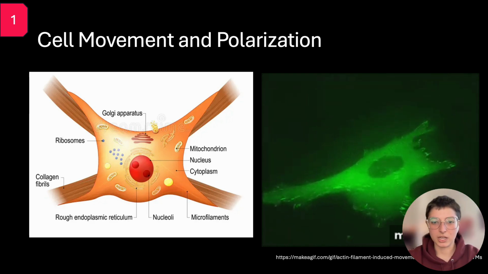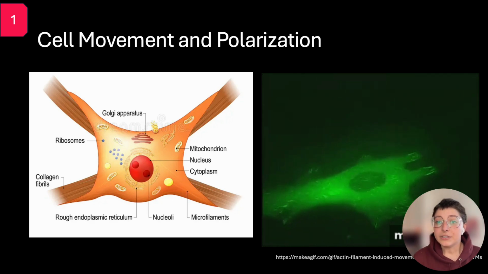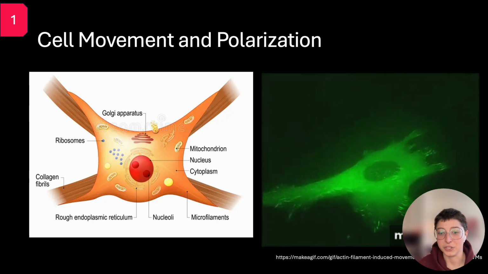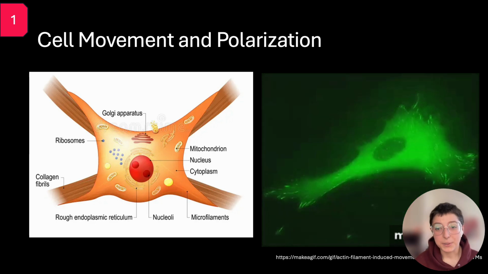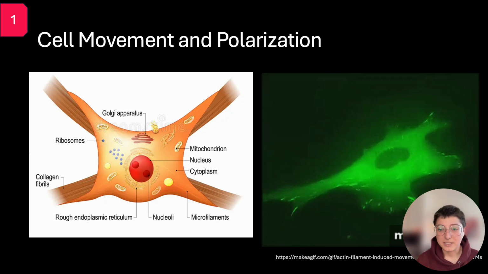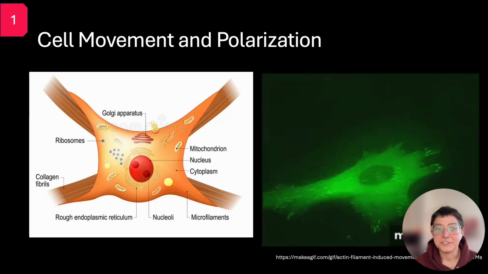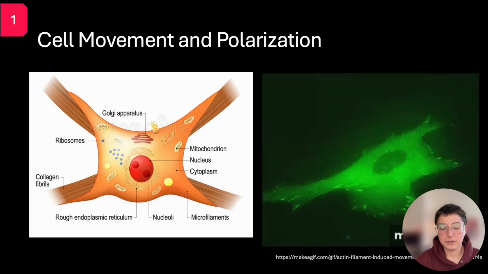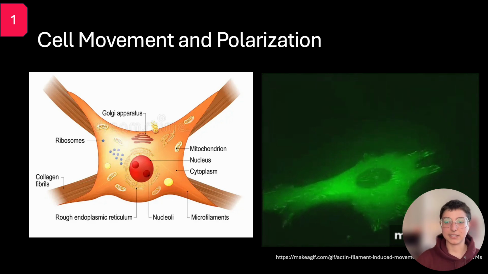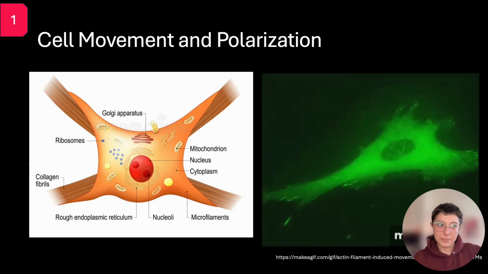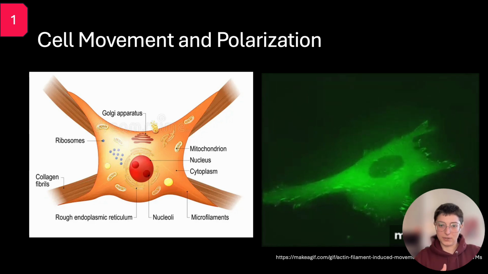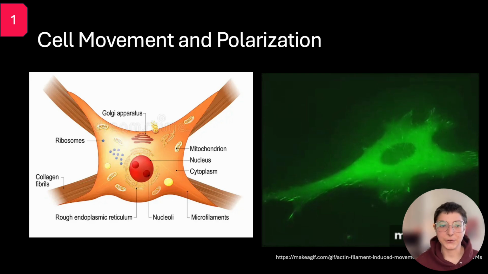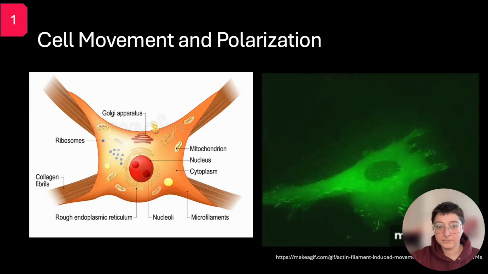So, cells move. Shocking. Cell migration is a necessity for tissue repair and homeostasis. Fibroblast cells migrate to a specific part of the body, and in order to do that, they need to be polarized. Polarization is defined as a cell having apical and basal ends, so like a top and bottom end of a cell.